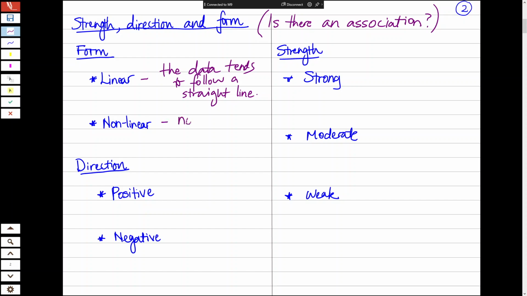Okay, I'm just going to write not linear because I'm lazy. All right, we okay with linear? Linear, you're looking for a straight line. Second part, direction.